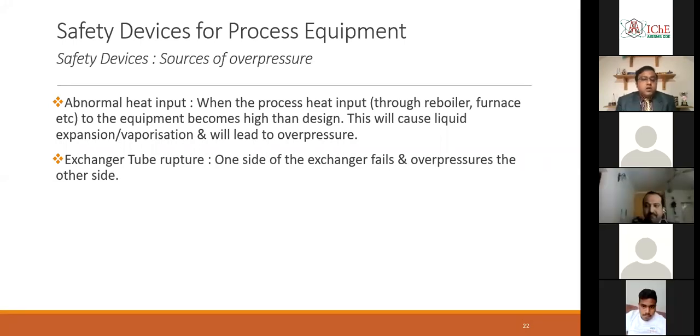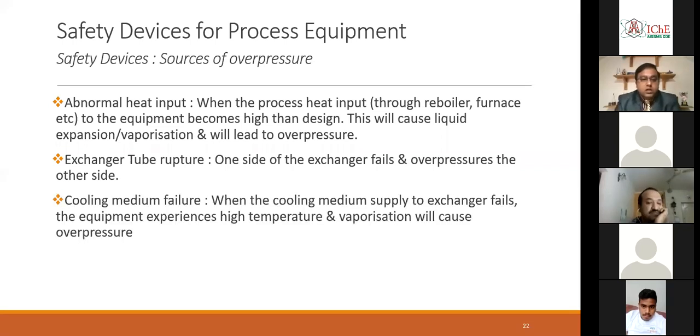Exchanger tube rupture, shell and tube exchanger. At one side, say you have steam, other side you have, say, a hydrocarbon. So the tube can rupture, and the high pressure side will go into the low pressure side. It can cause a high temperature or some compositional problems, and also it will be a problem.